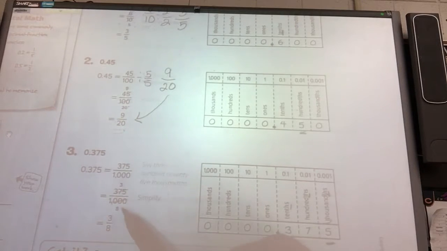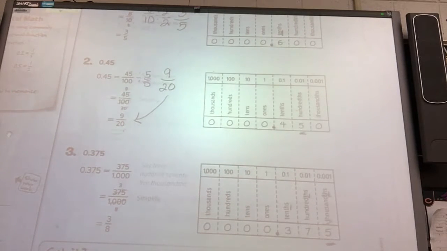It goes over 1,000. And again, it looks like they reduced it way down. It looks like they reduced it by maybe 75? No? Looks like 125 is what they reduced it by. They reduced it by 125, and that's how they got 3/8.